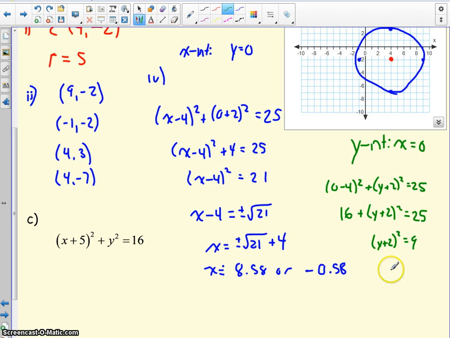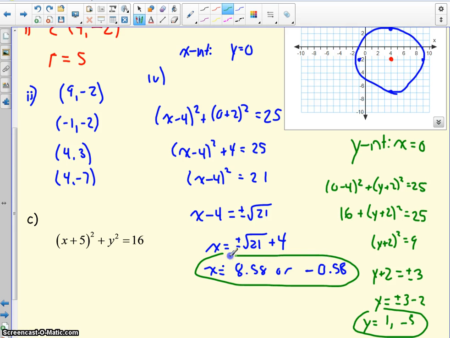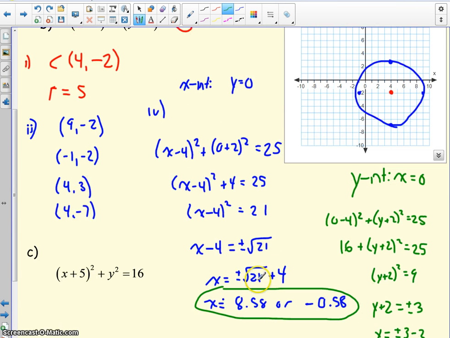So when I take the square root of both sides, I get y plus 2 being equal to plus or minus the square root of 9, which is 3. So I get y equals plus or minus 3 minus 2. That tells me y equals positive 3 minus 2, which is 1, or y equals negative 3 minus 2, which is negative 5. That gives me my two possible y-intercepts, and again, it fits with my rough, crude little sketch up here.